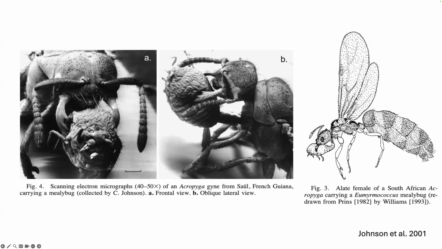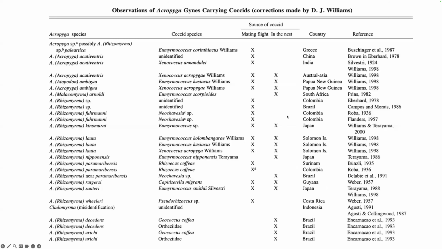And it's a kind of ant that is subterranean. And that's why you very rarely see them, apart from when there is a mating flight and the females with their wings go flying off to establish a new colony somewhere else. And what they do is they take with them the mealybug to start a new colony of mealybugs that they can then harvest the honeydew from. And this is a table, but these are all species of Acropyga down here.